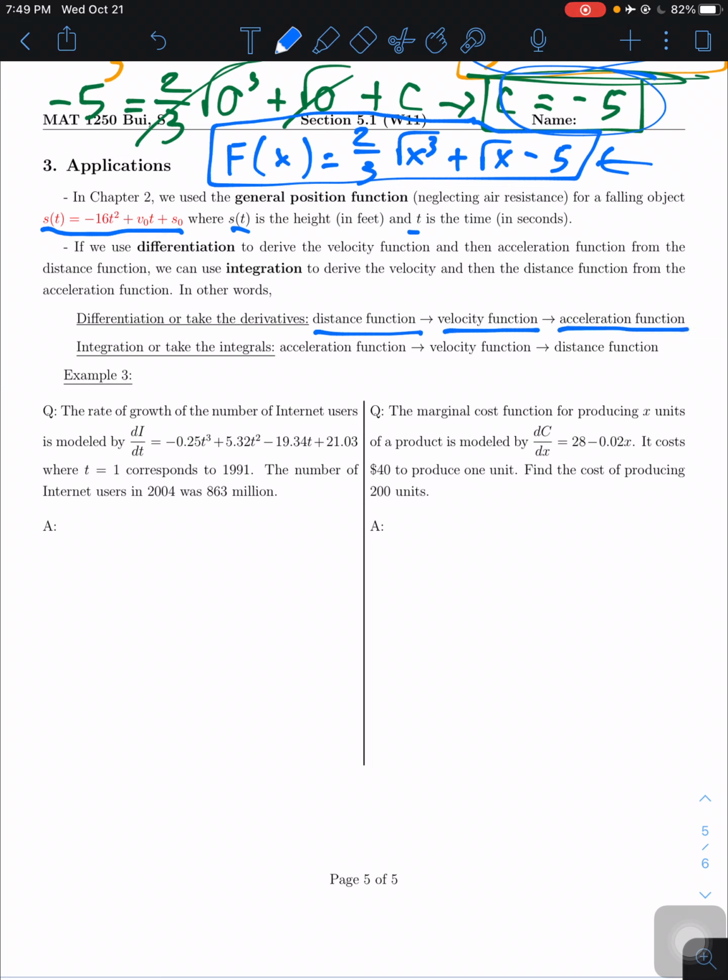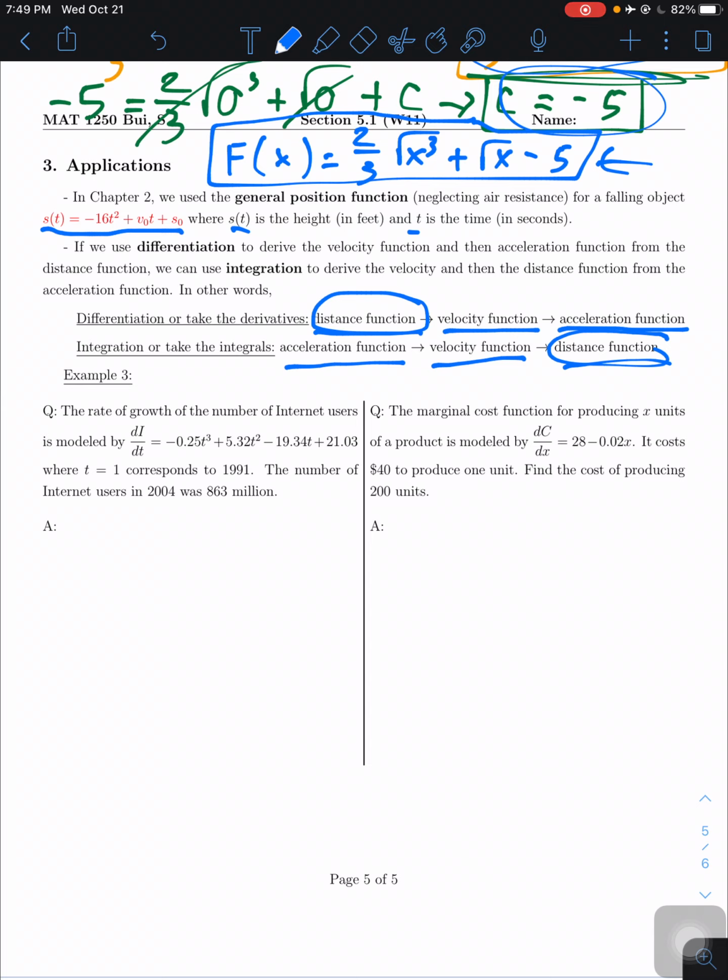But for integration, or taking the integrals, we start with the acceleration function first, and then we take the integral of it to get the velocity function, and then we take the integral of the velocity function to get the distance function. So if you notice, everything in here is reversed. Whatever we have first in one procedure is what we find last in the other. Okay? Anyways, let's talk about the real application for it.